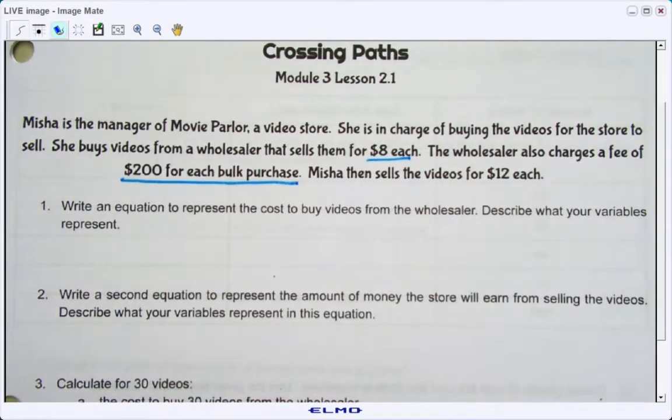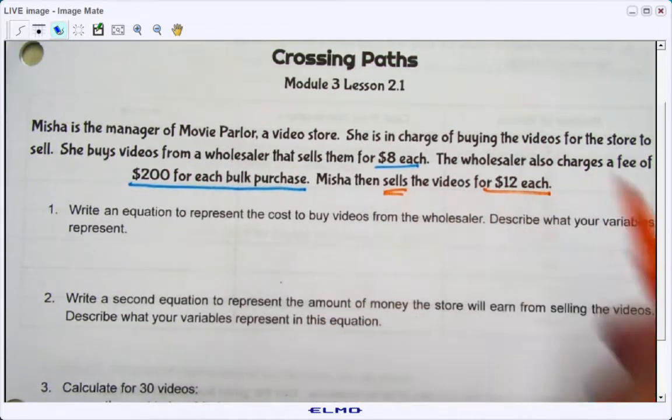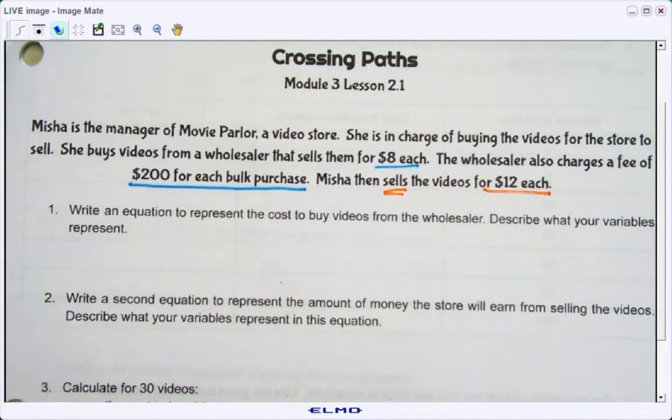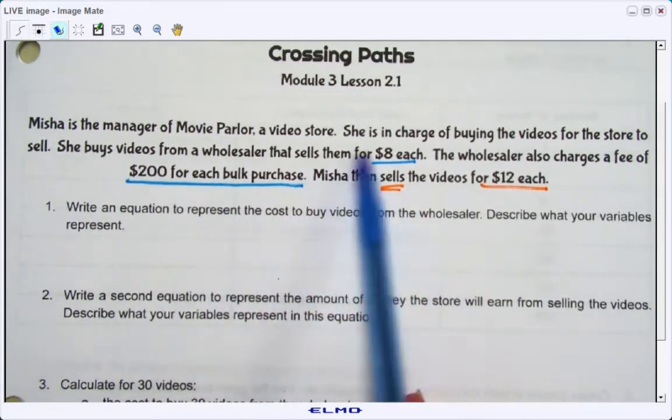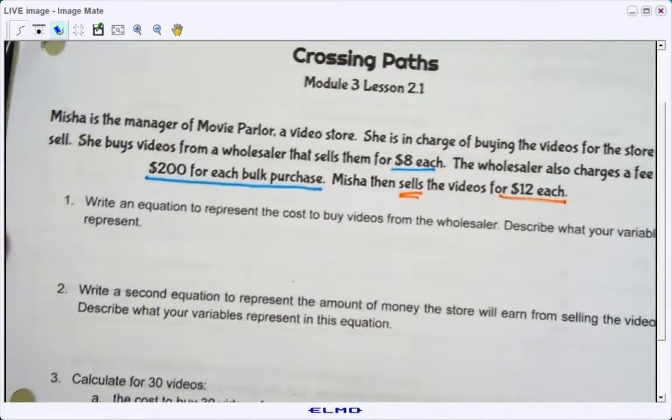That's just like the setup fee that we've been doing already. Misha then sells the videos. She sells them for $12 each. Okay. Now, it says write an equation to represent the cost to buy the videos. So that means this information right here, and we need to describe our variables.